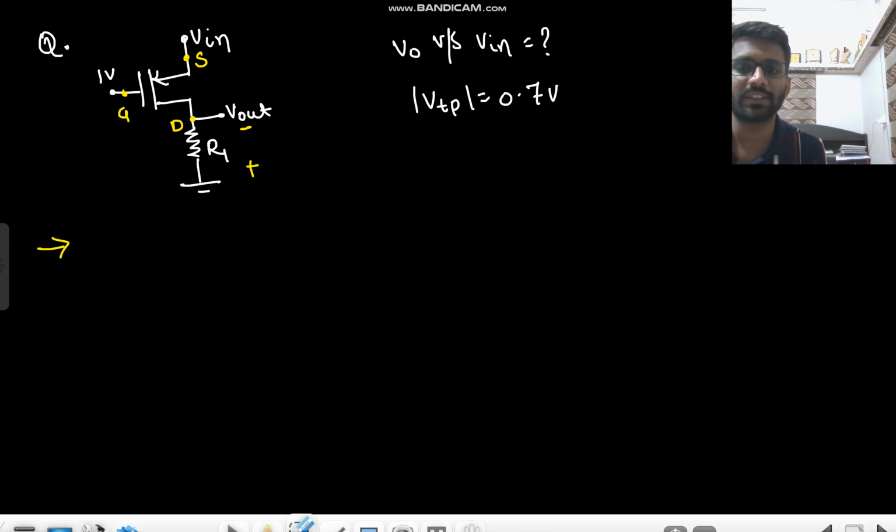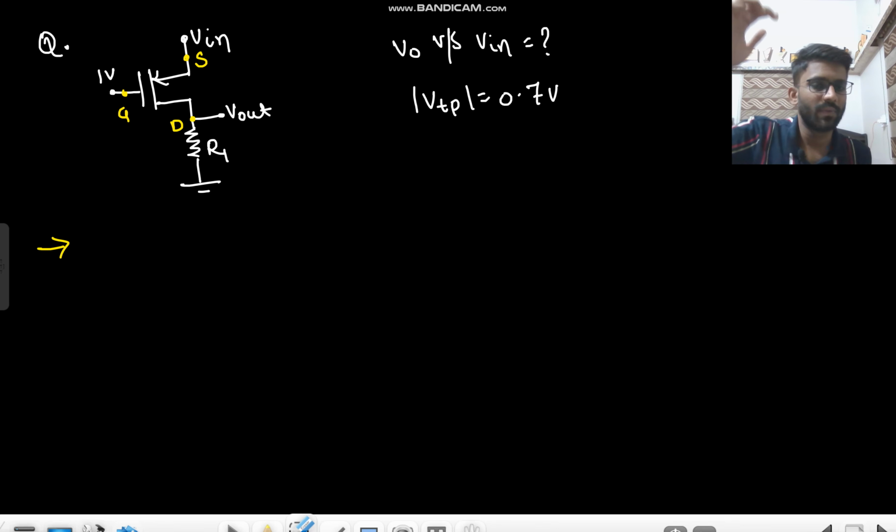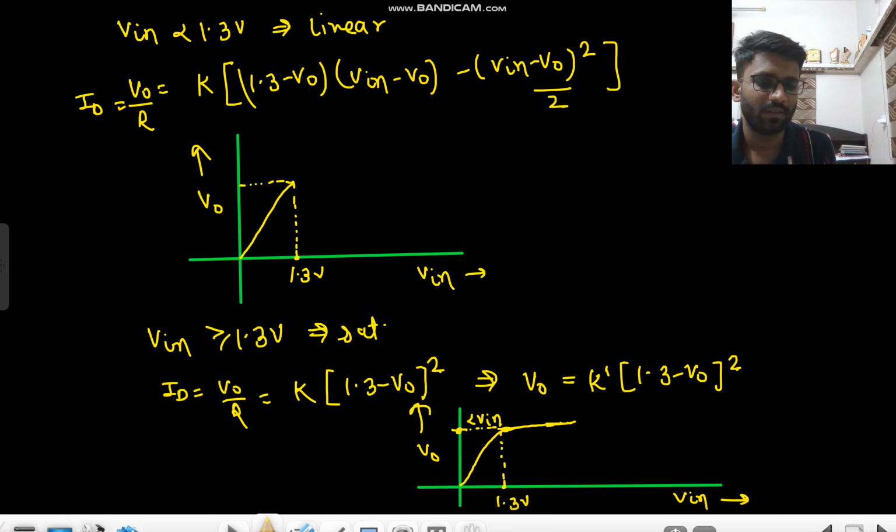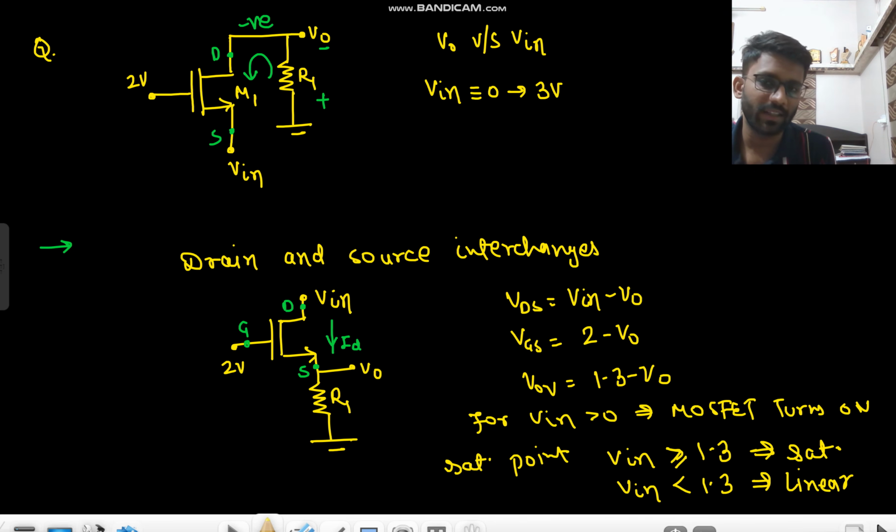So if I tell you one simple thing, from the voltage source, whatever the voltage V in we have applied, from there the current should come in. From V in, current should go to V out. That's it. In the previous problem, the current was coming into V in, if we consider this one, but when we interchanged drain and source, we saw that the current from V in is going to V out. That's it. This is what it means. So from V in to V out it should go.